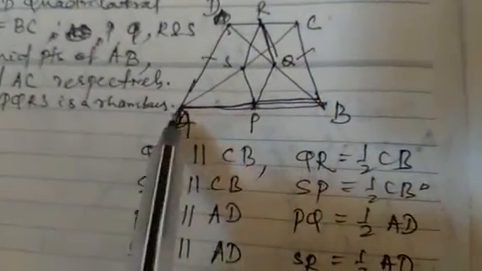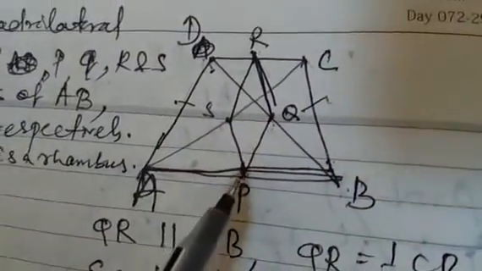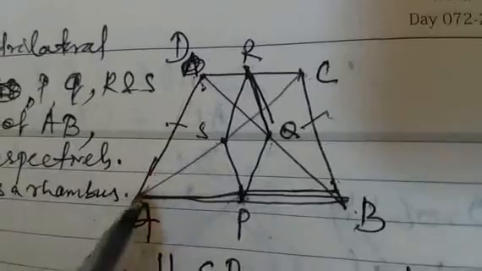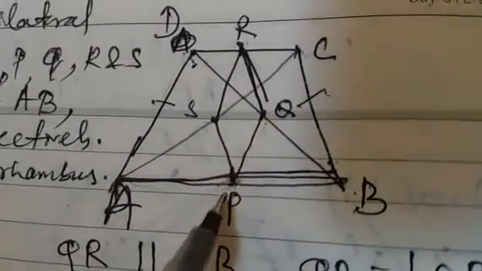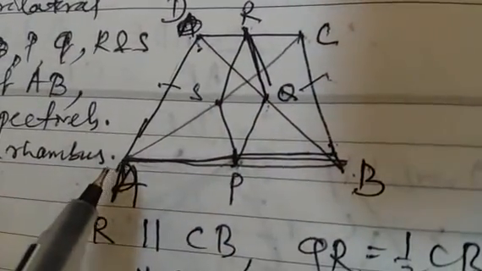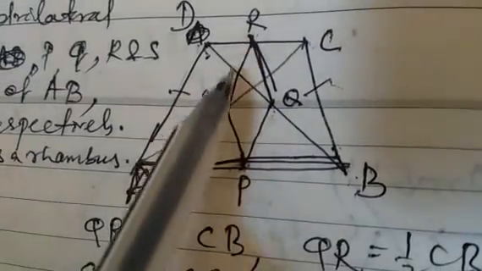So therefore, this forms a parallelogram. Now, let us come to the opposite side. For this, we will discuss this triangle. P is the midpoint of AB, Q is the midpoint of DB. Therefore, PQ is parallel to AD and also PQ is half of AD.